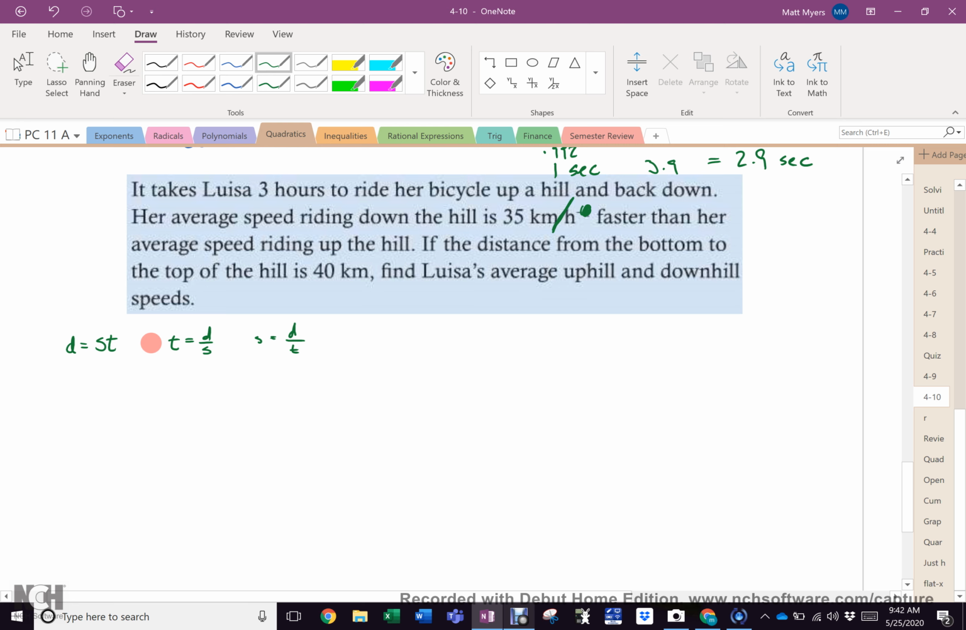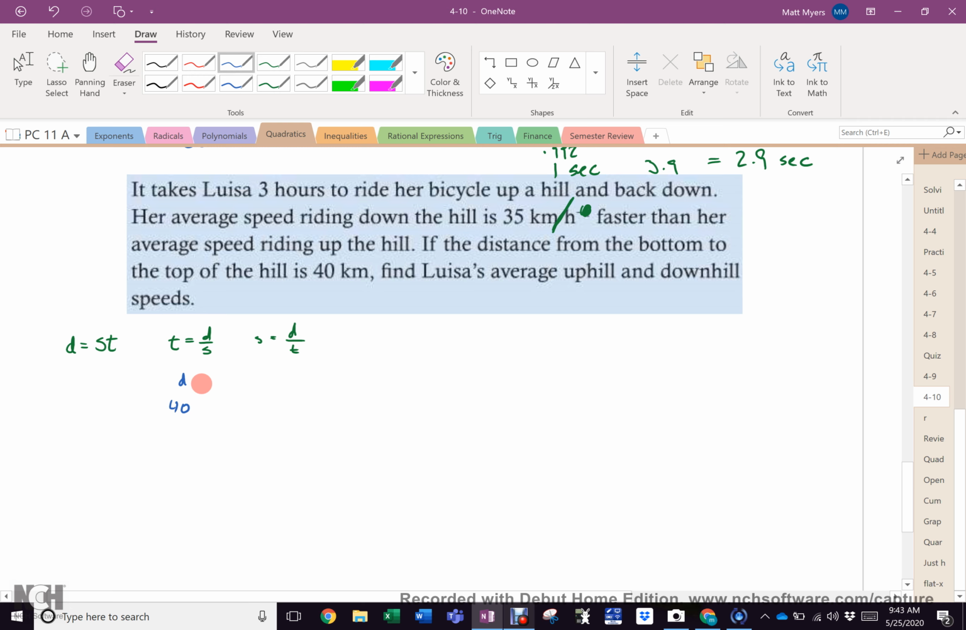So let's have a look at this. Louise is going to ride her bike. So she's going to go up the hill and down the hill. Yeah? So when she goes up the hill, she's got a distance, a speed, and a time, right? So what's her distance? How far does she go up the hill? Distance from the bottom to the top of the hill is 40. So she's going 40, right? I'm actually going to set this up differently. So her distance is 40, right?